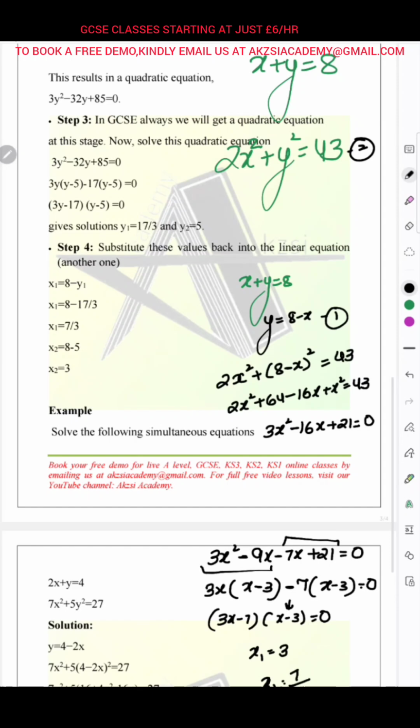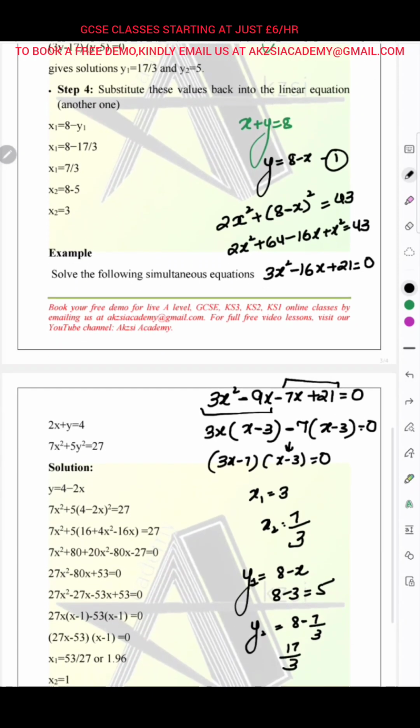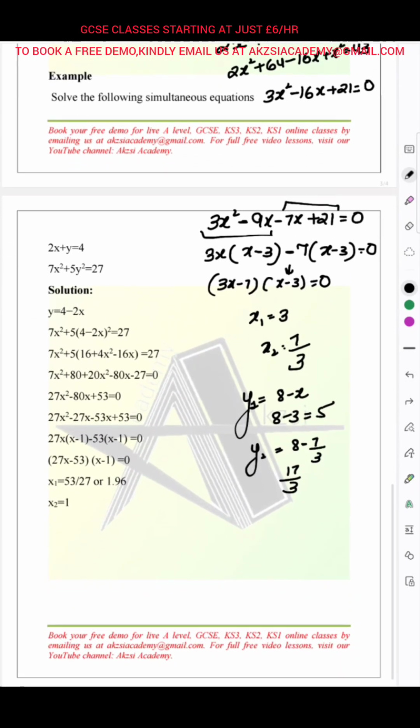y1 is 17 over 3 and y2 is 5. And similarly, x1 is 3 and x2 is 7 over 3. So in this way, we can solve any question. Let me see one more question. Here is the example.